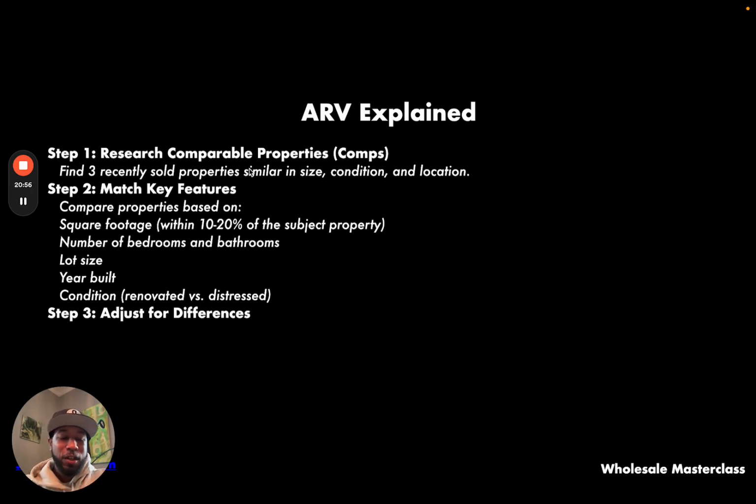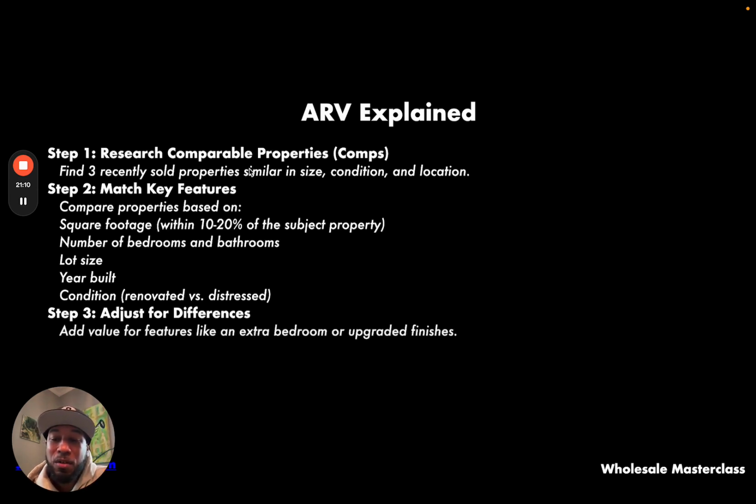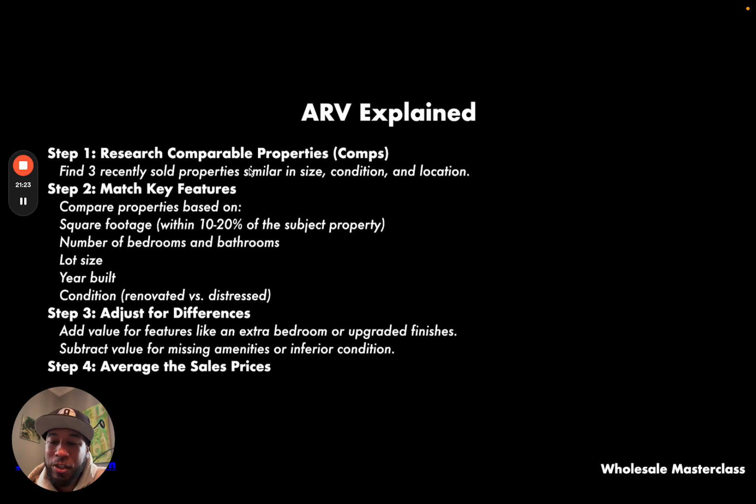Step 3, adjust for differences. So if your property has a 3-bedroom, 1 bath, right? Let's just say the comps are showing 4-bedroom, 2 baths. Typically, I like to add a bedroom and add a bathroom in the basement. So obviously, you're going to have to add value to their property or decrease maybe $5,000 or $10,000 from yours, right? Subtract value from missing amenities or interior condition.